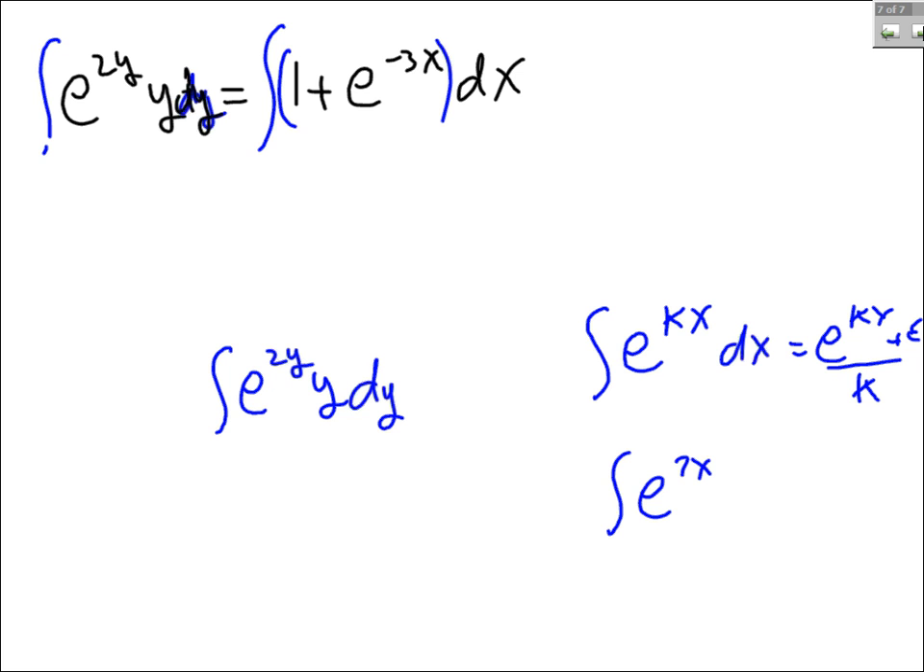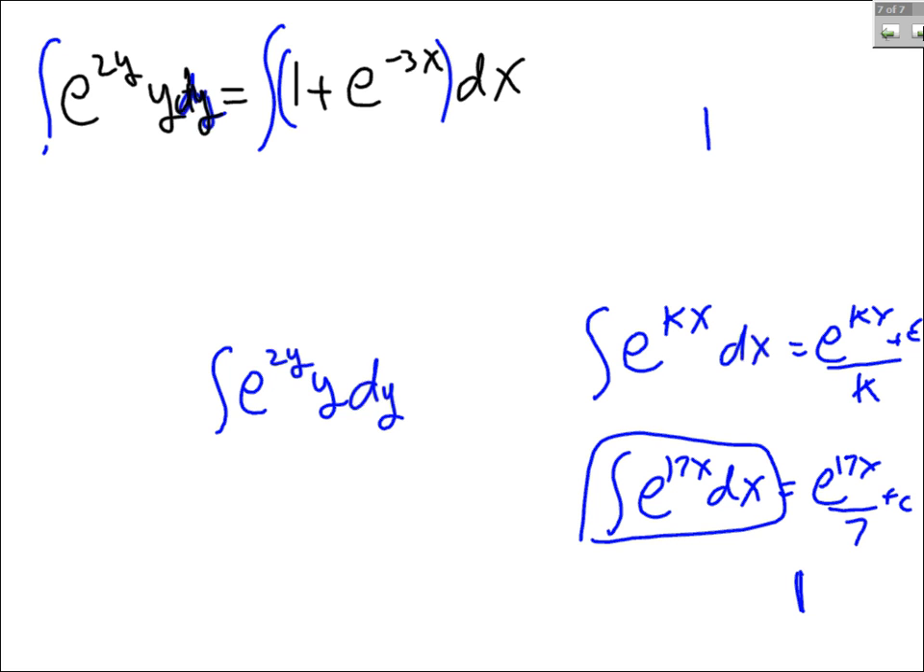Example, e to the 7x dx. You can let u be 7x and find du, or you can just say it's e to the 7x divided by 7. If it was e to the 17x dx, you get back e to the 17x over 17. If it was the integral of e to the 12x dx, you get back e to the 12x over 12.